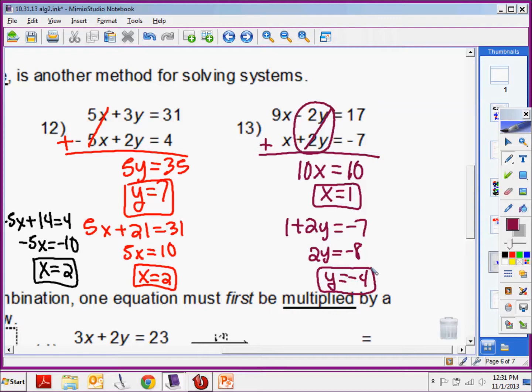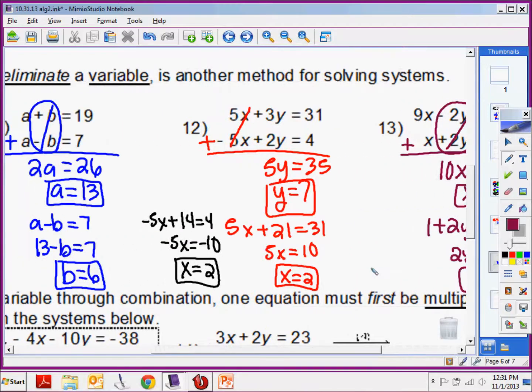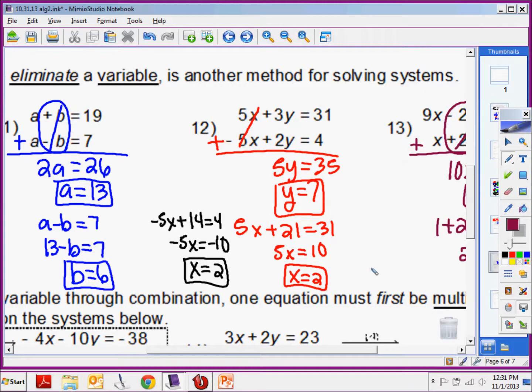Oh, so you can make it be negative, like opposite. That's what we're about to learn. Okay, so these are the basic ones. This is when the functions are already opposites, like they're already variables and their coefficients are already opposite of one another.